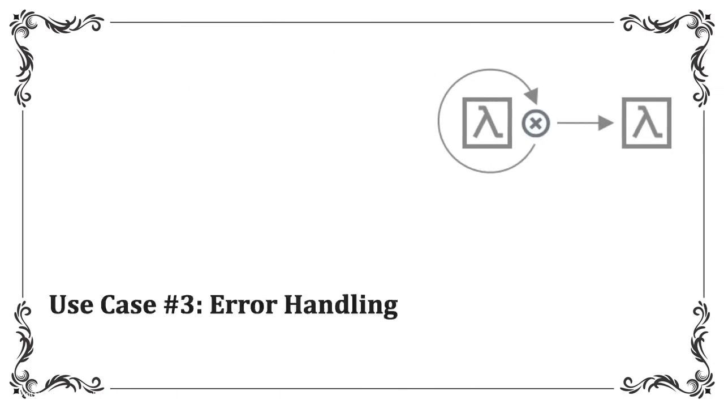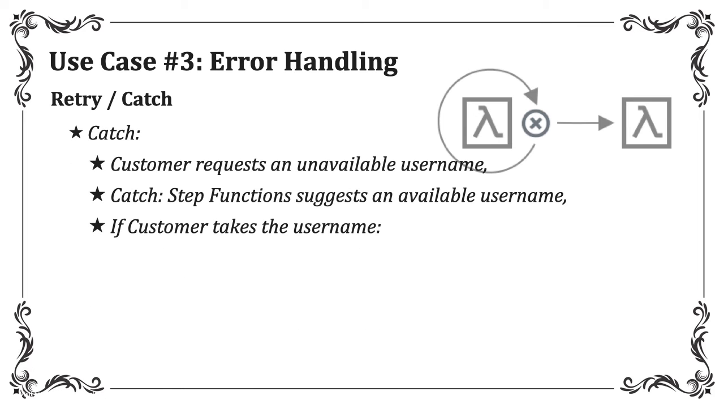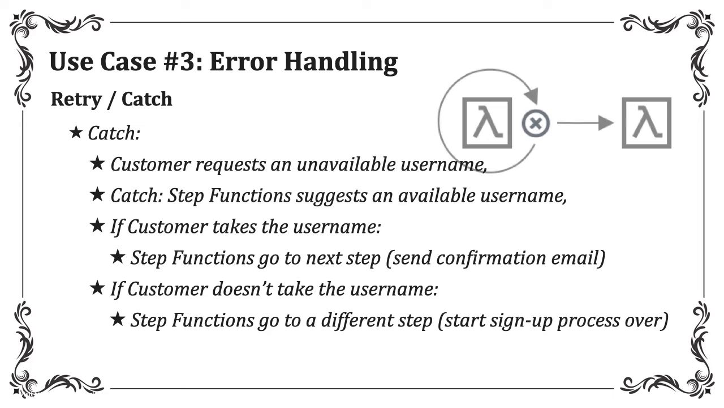In the catch block, in a similar use case, a customer requests an unavailable username. By using a catch statement, you have step functions to suggest an available username for you. And if your customer takes the available username, you can have a step function to go to the next step in your workflow. And that next step is to send a confirmation email, for example. If your customer doesn't take the available username, then you have your step function to go to a different step in the workflow, and that is to start, for example, the sign-up process over again.